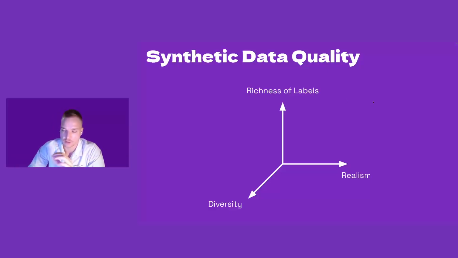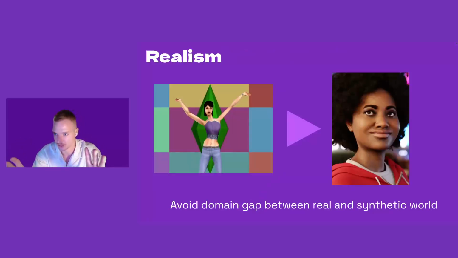And in this sense, you normally rely on three axes: the richness of labels, the realism, and the diversity. Let's dive into each one of them. Firstly, realism. Why is realism so important? And probably, why is it the most important axis?